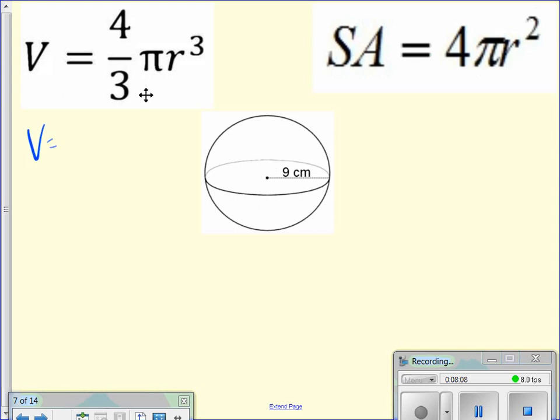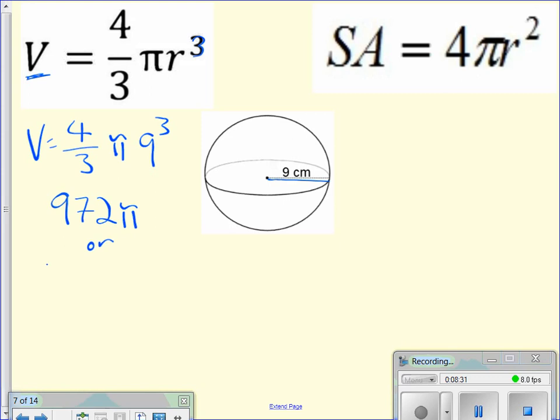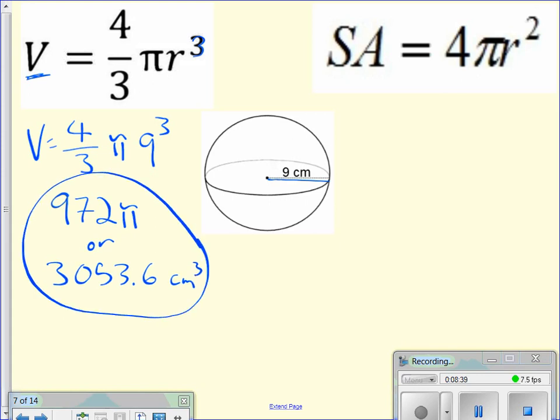Volume equals, my radius is 9, so 4/3 pi 9 cubed. Don't forget cubed for volume. All right? Because remember, that's like the first time we're really doing radius cubed. So look out for it. And you would get either 972 pi or 3053.6, and that would be in centimeters cubed. Either one of those two answers works perfectly well. And notice, I'm not doing anything with the base because it's a sphere. There is no base. It's a ball, you know?